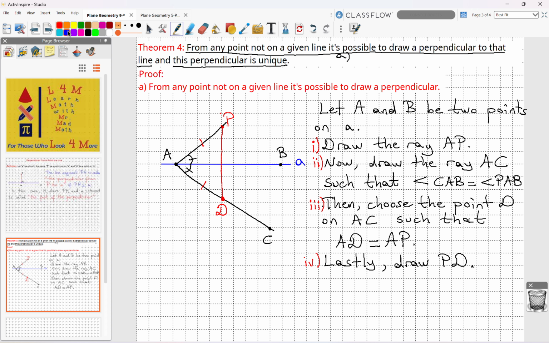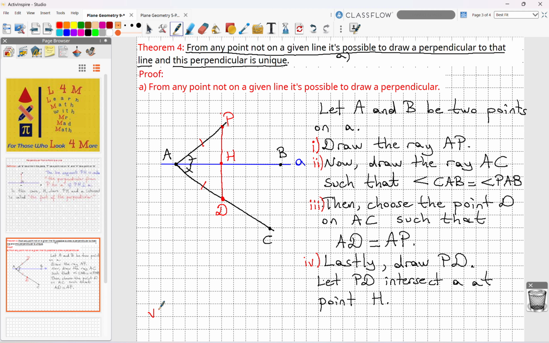Now, let PD intersect the line A at point H. So this point is point H.